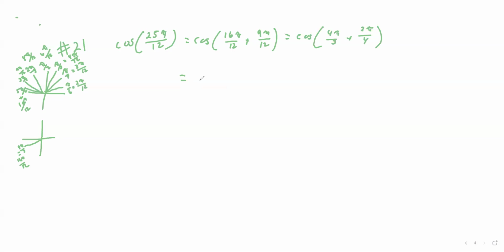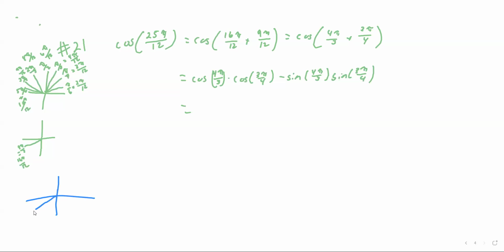cosine of a sum is cosine 4 pi thirds times cosine 3 pi fourths minus sine 4 pi thirds times sine of 3 pi fourths. Now in a second, oh, I guess I still need that one. In a second, I'm going to go to my results here.